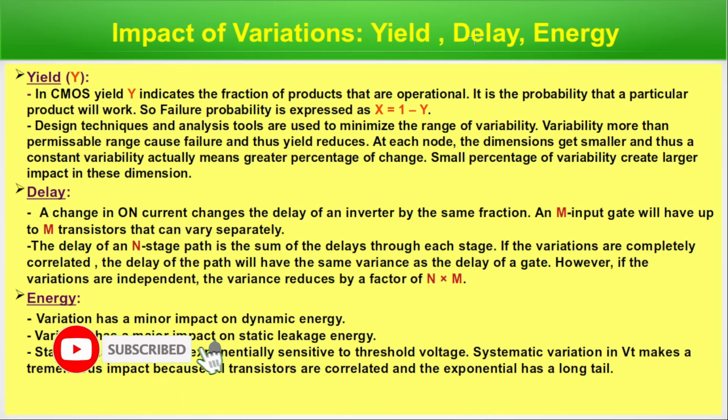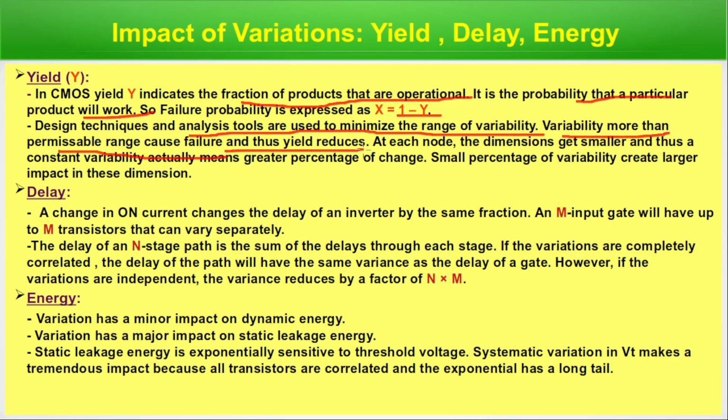The impact of variations on yield, delay and energy. In CMOS, yield indicates the fraction of products that are operational. It is the probability that a particular product will work. So failure probability is expressed as x equal to 1 minus y. Design techniques and analysis tools are used to minimize the range of variability. Variability more than the permissible range causes failure and thus yield reduces.